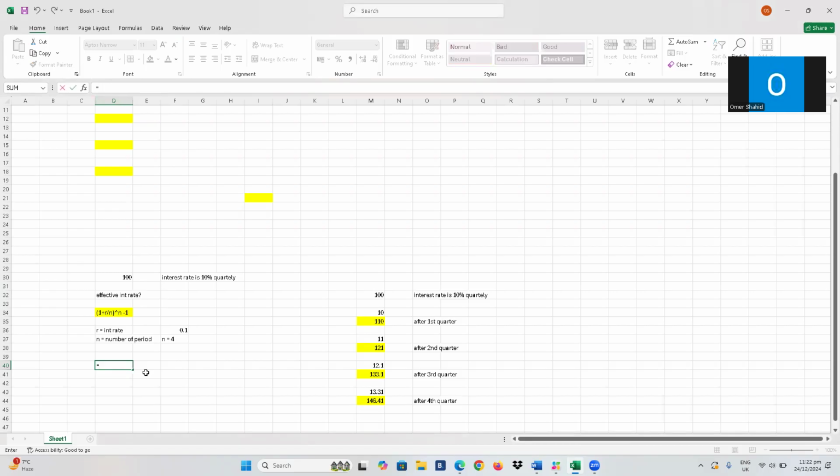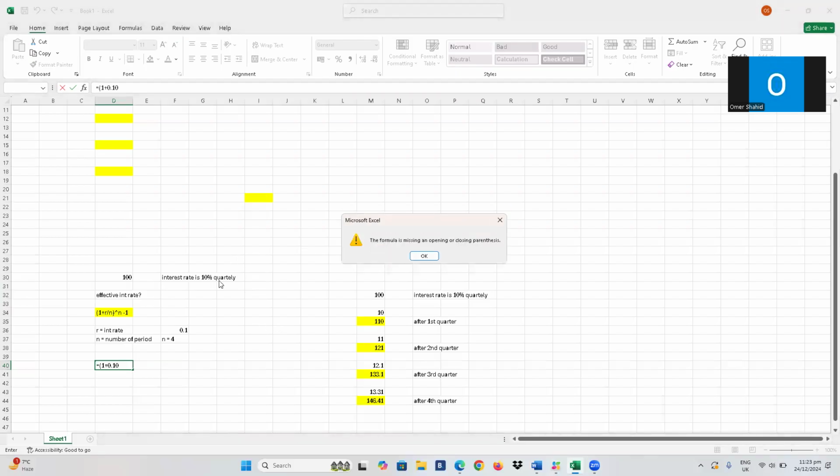Let's use the formula again. 1 plus r. What is our r? R is our interest rate, 0.10. Okay, we need to divide it by n, but we only divide it by n if the interest rate is given annually. Here the interest rate is given as 10%, but it is already given as quarterly. It is a quarterly interest rate. So we do not need to divide it by n. We only divide it by n if our interest rate is given as 10% annually.